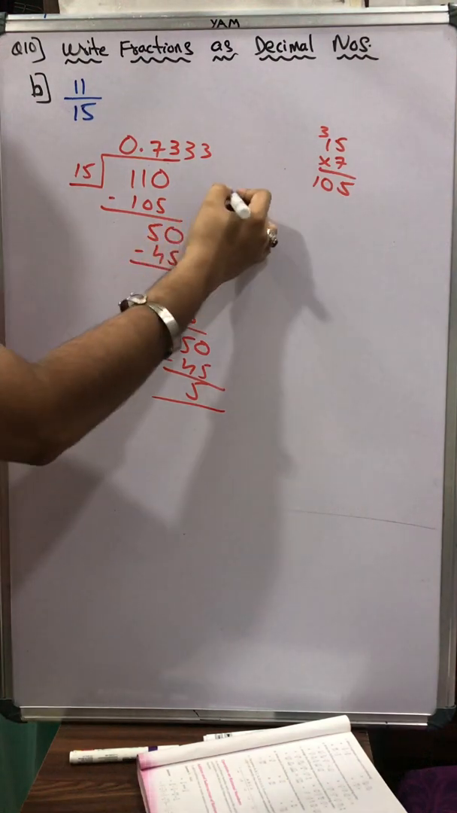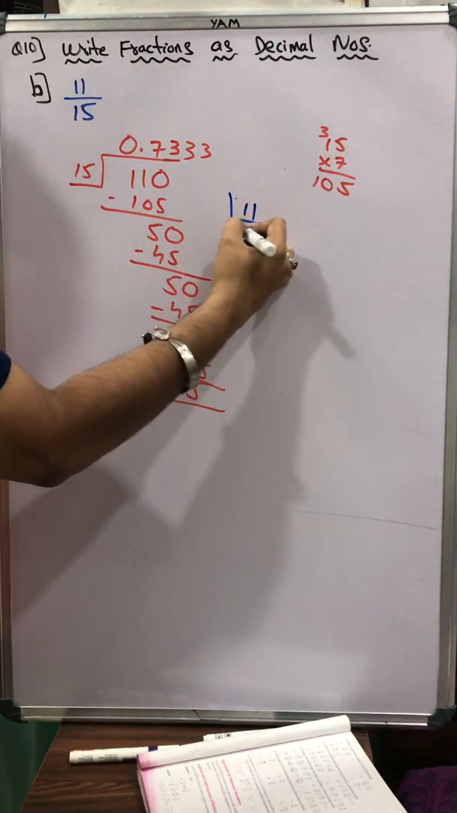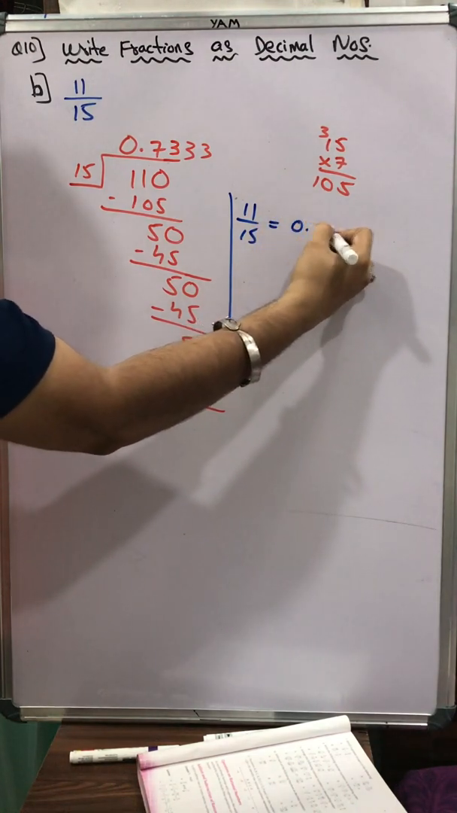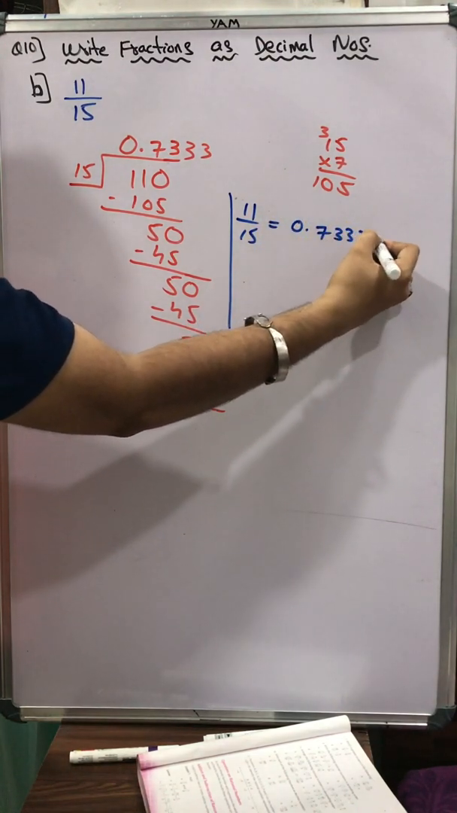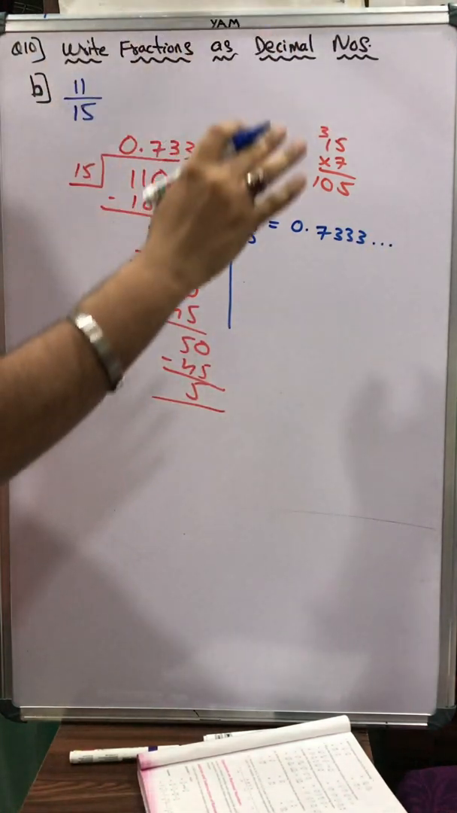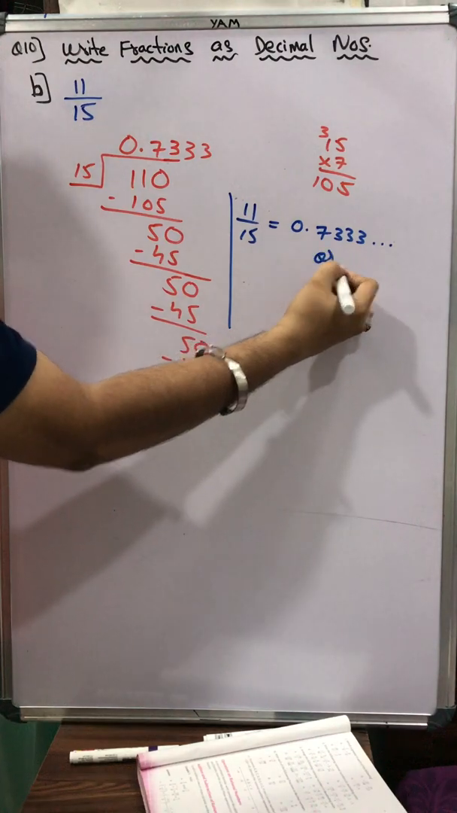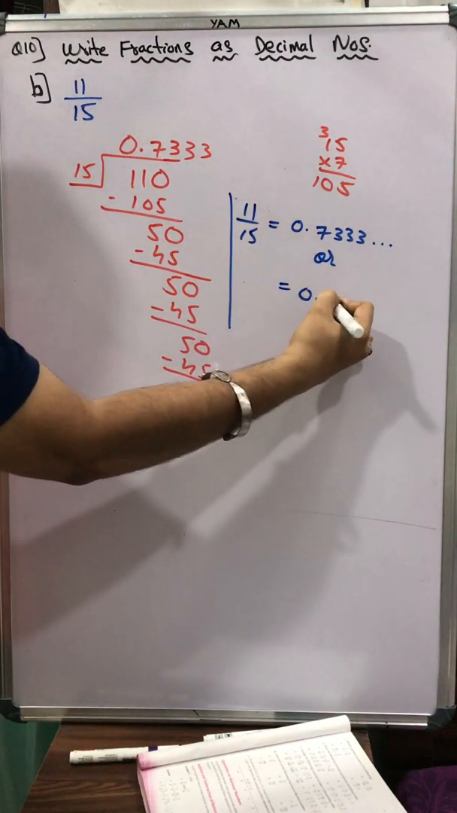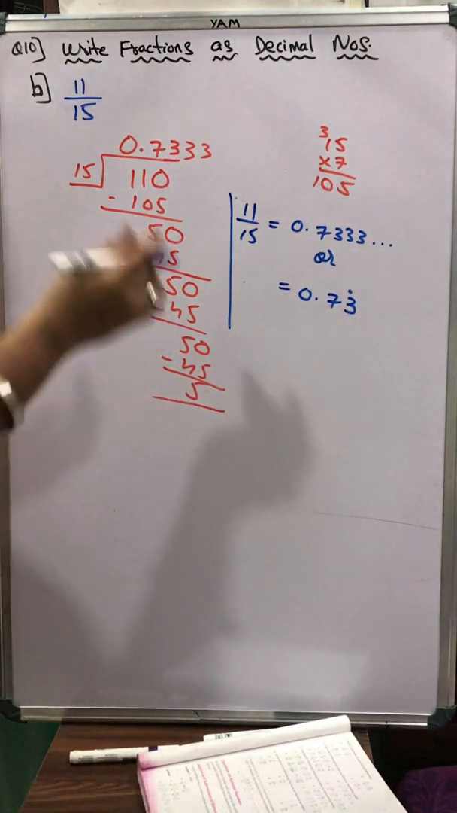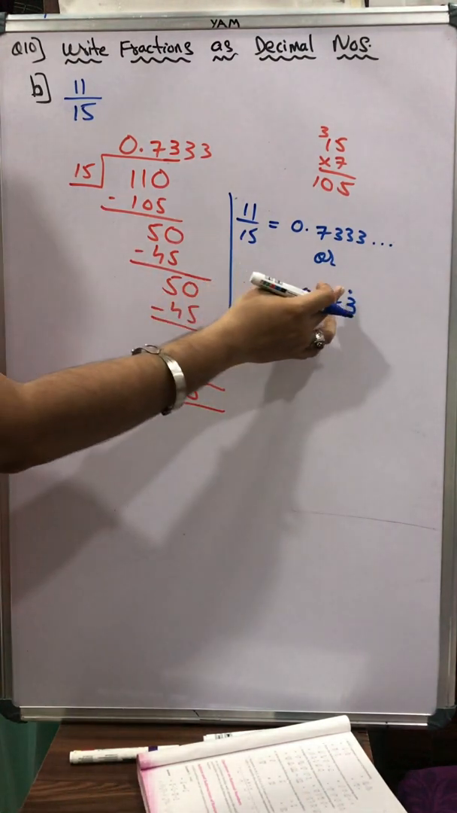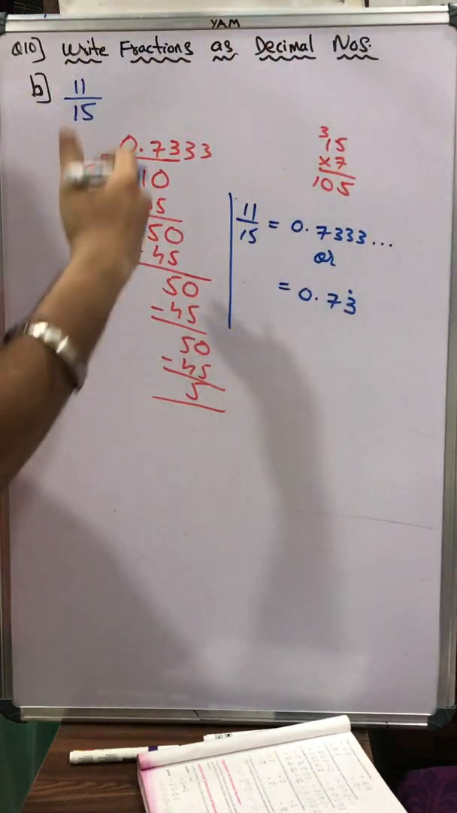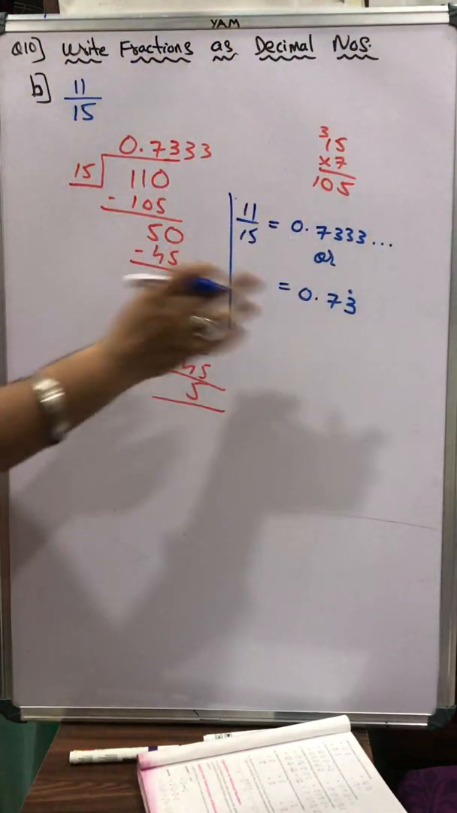So what is our answer of the division? What will I write? I will write 11 upon 15. The answer is 0.7333 and so on. 3 dots in maths represent that it goes to infinity. Either you can write in this form or you can write 0.73 with a dot above it. This dot shows that this 3 is recurring, it's repeating, goes on and on. Either way you can write.